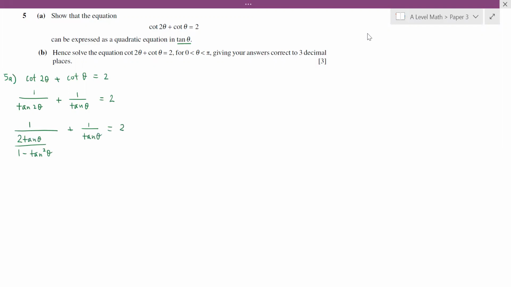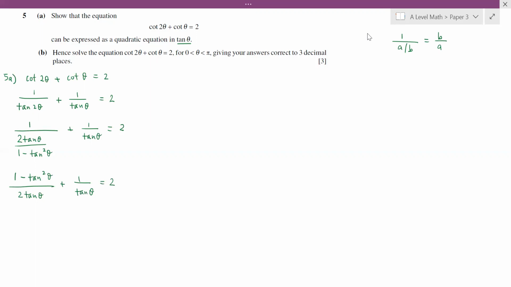Okay, you have 1 over a fraction here. So if you are given 1 over A over B, that is just B over A. Then in this case, we can just take the reciprocal of the denominator. We have 1 minus tangent squared theta over 2 tangent theta plus 1 over tangent theta equals 2.